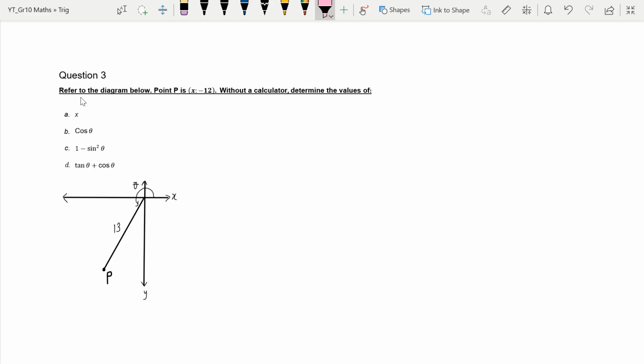Once again, refer to the diagram below. We are given point P is equal to that. Okay, so they did not indicate that on the sketch. So that is the point X and negative 12. All right, without a calculator, once again, determine the values of, and then we need to answer all those questions.